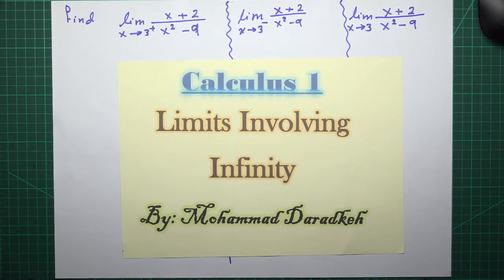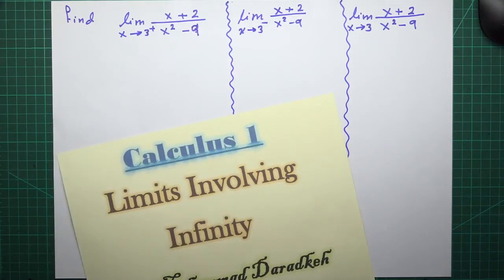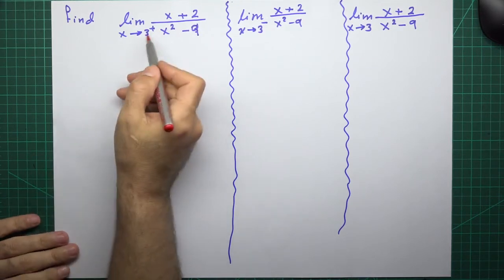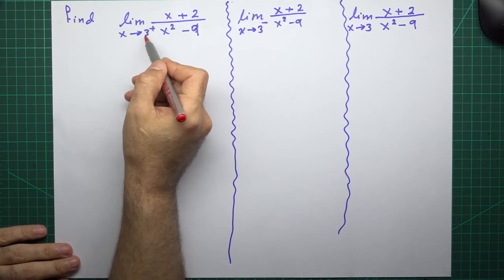هذا الفيديو الموجه لكل من يدرس كالكولس 1 ونتحدث عن الليميتس involving infinity، وعندي هذه المسائل الثلاث. طبعا نحن لما نشوف أي ليميت الأساس إنه نبدأ في ما يسمى بالدايركت سبستيتيوشن. Direct substitution.